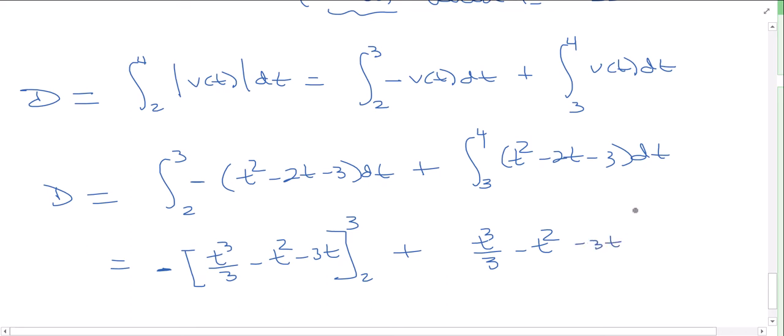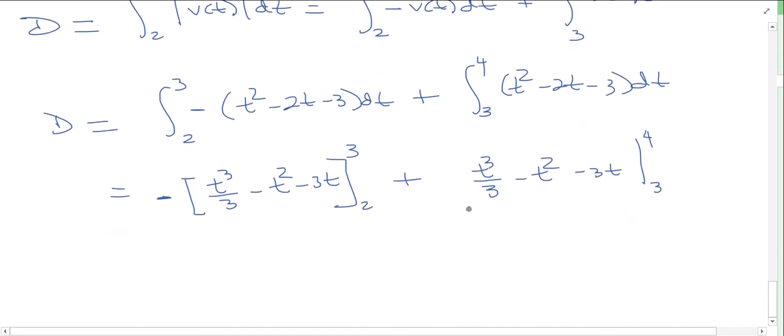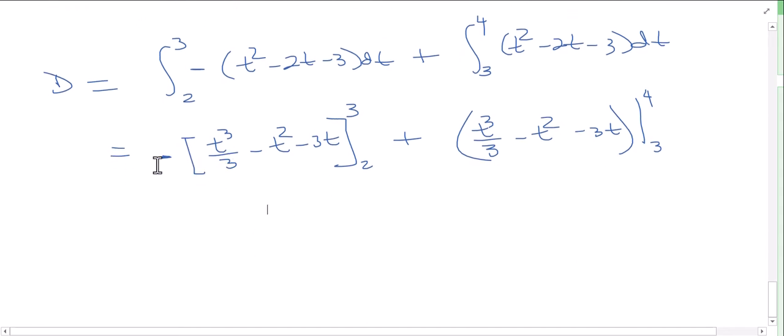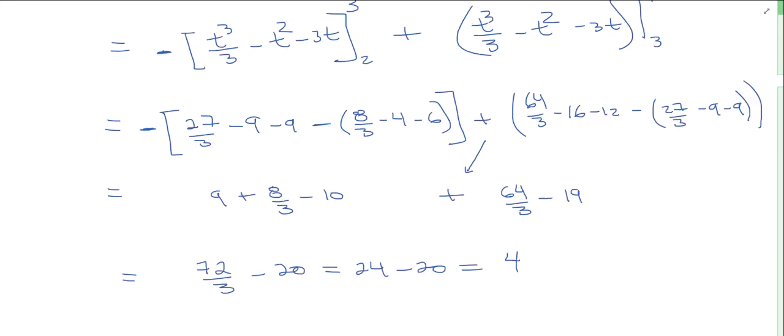Minus 3t, and this one is going from 3 to 4. And so let's evaluate it. It will look very similar to what we already did with the displacement. It's really just that this part, because we have that negative there. So let's plug everything in and simplify. All right, so once I simplify, I get 4 as my final answer.